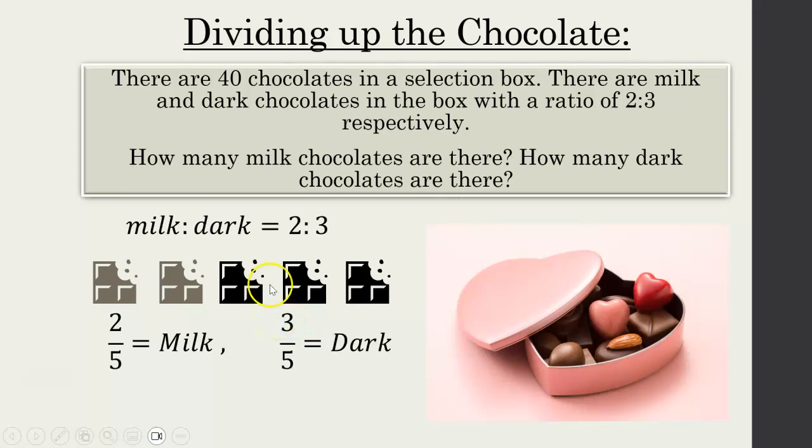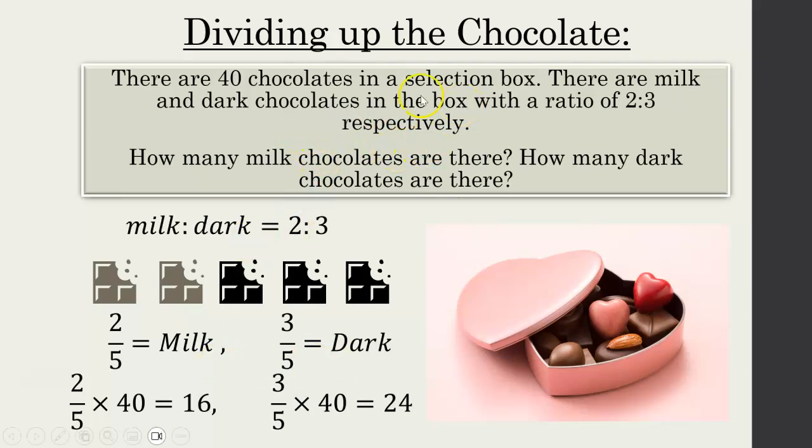So then the question is, how many milk chocolates are there in the whole 40 chocolates and how many dark chocolates are there? Well, all I have to do is find what's 2/5 of 40? 16. So 16 chocolates out of the whole box are milk chocolate. Then I have to find 3/5 of 40. Well, that'll be 24. So 24 chocolates out of the whole box are dark.